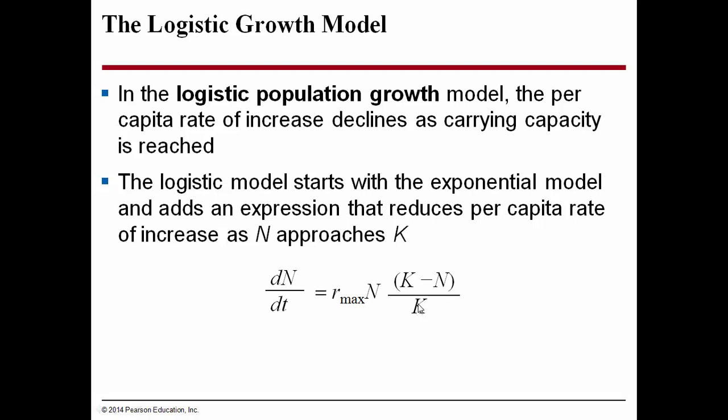So when N is small compared to K, the term (K minus N) divided by K is close to 1, and the per capita rate of increase, R max (K minus N) divided by K, approaches the maximum rate of increase. When N is large and the resources are limiting, then (K minus N) divided by K is close to 0, and the per capita rate of increase is small. When N equals K, the population stops growing.